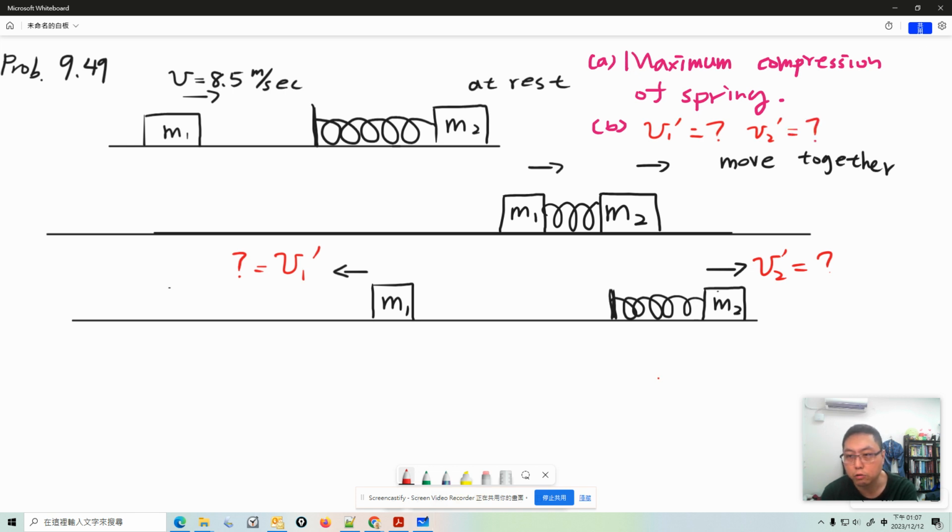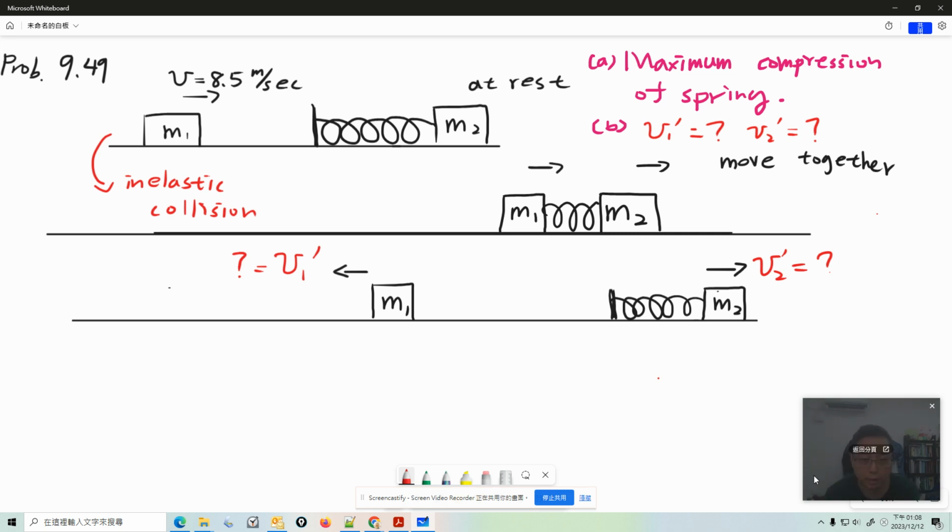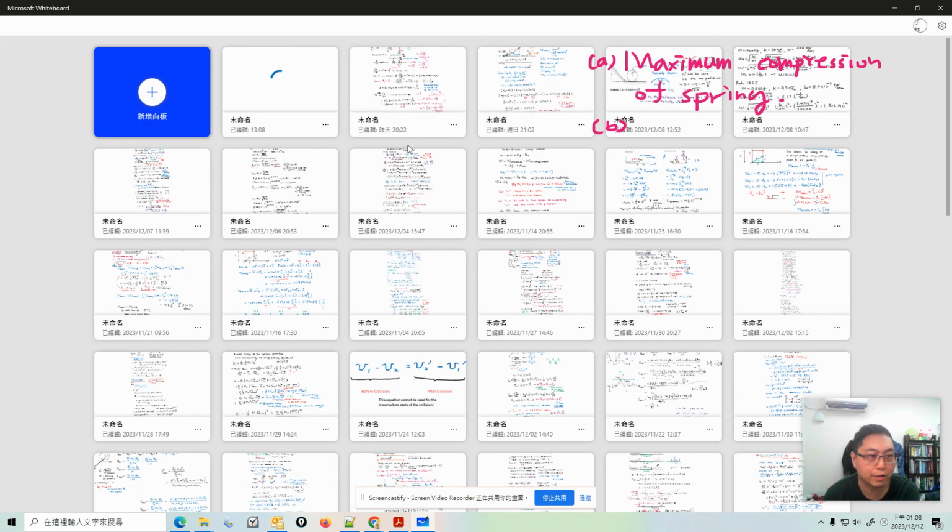Okay, let's start to solve this problem, though I don't think it states things very clearly. First of all, when this car collides with M2 and they move together, this part is an inelastic collision. Why is it an inelastic collision? Think about the ballistic pendulum.